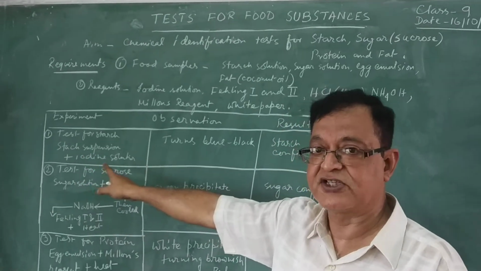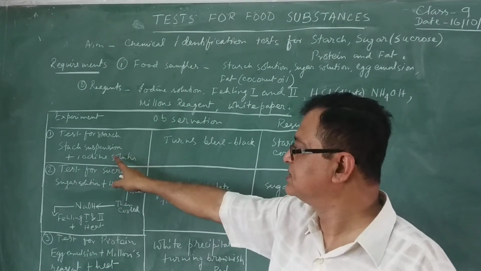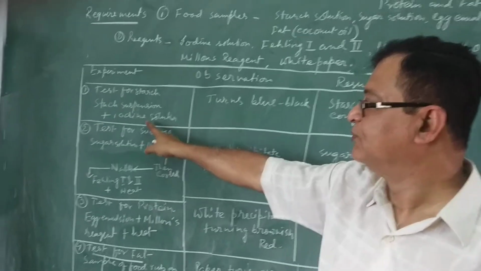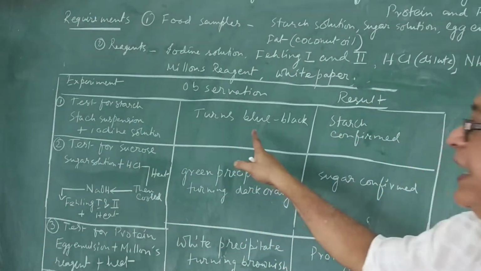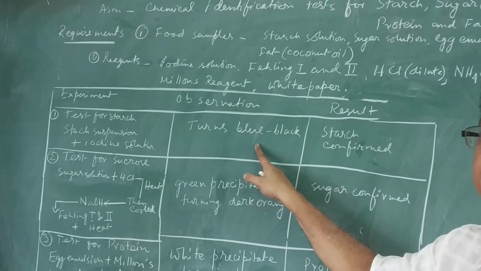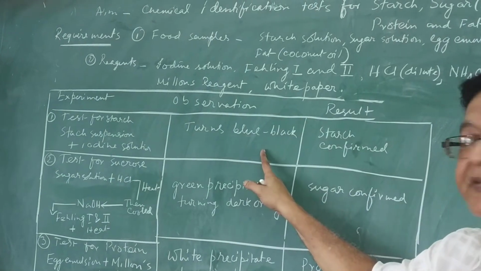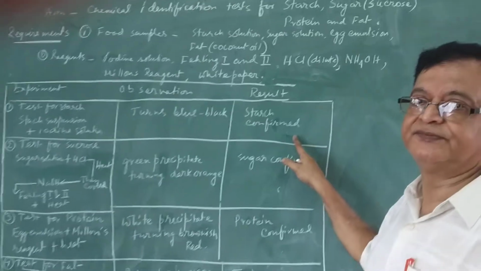The description first you note down. Test for starch: to the starch suspension, we add iodine solution. When we add iodine solution, it turns blue-black color, dark blue color. If dark blue color appears, it is starch confirmed.